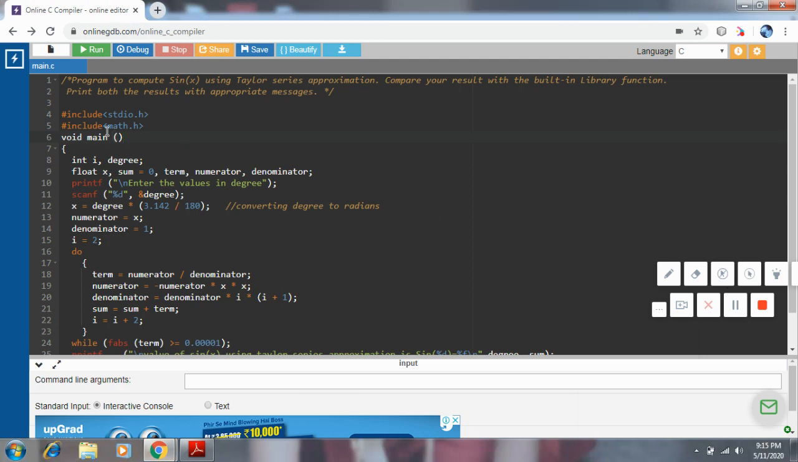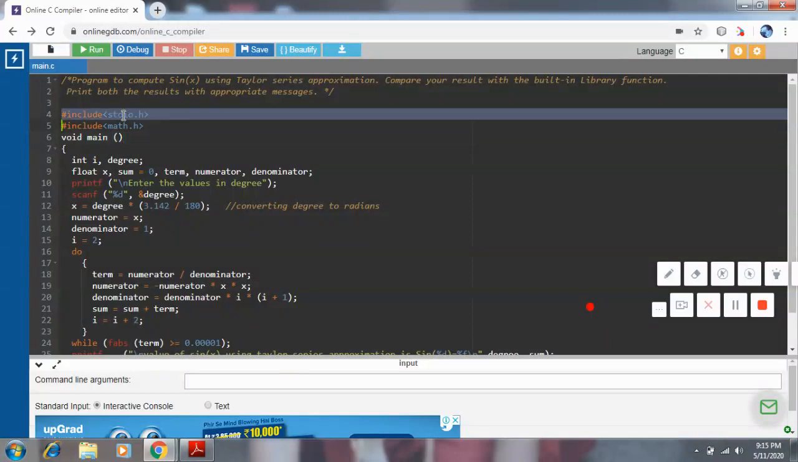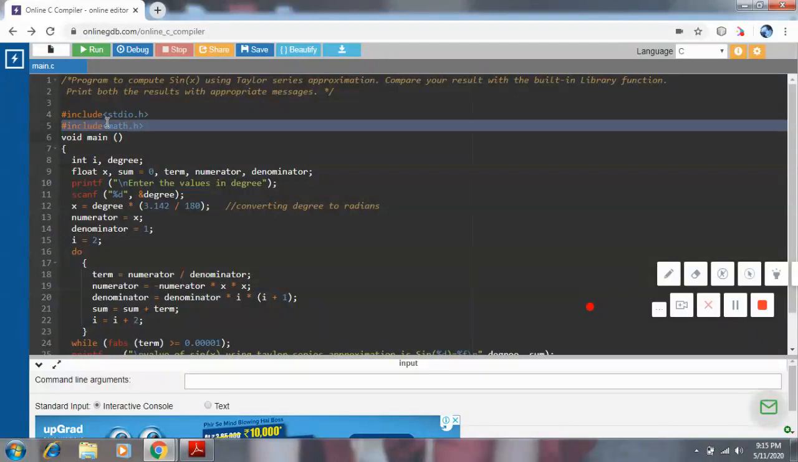So I'm including two header files, stdio.h and math.h. This is the standard input output header file which has input output functions defined in it. Math.h has mathematical functions defined in it, like sine, square root, etc.